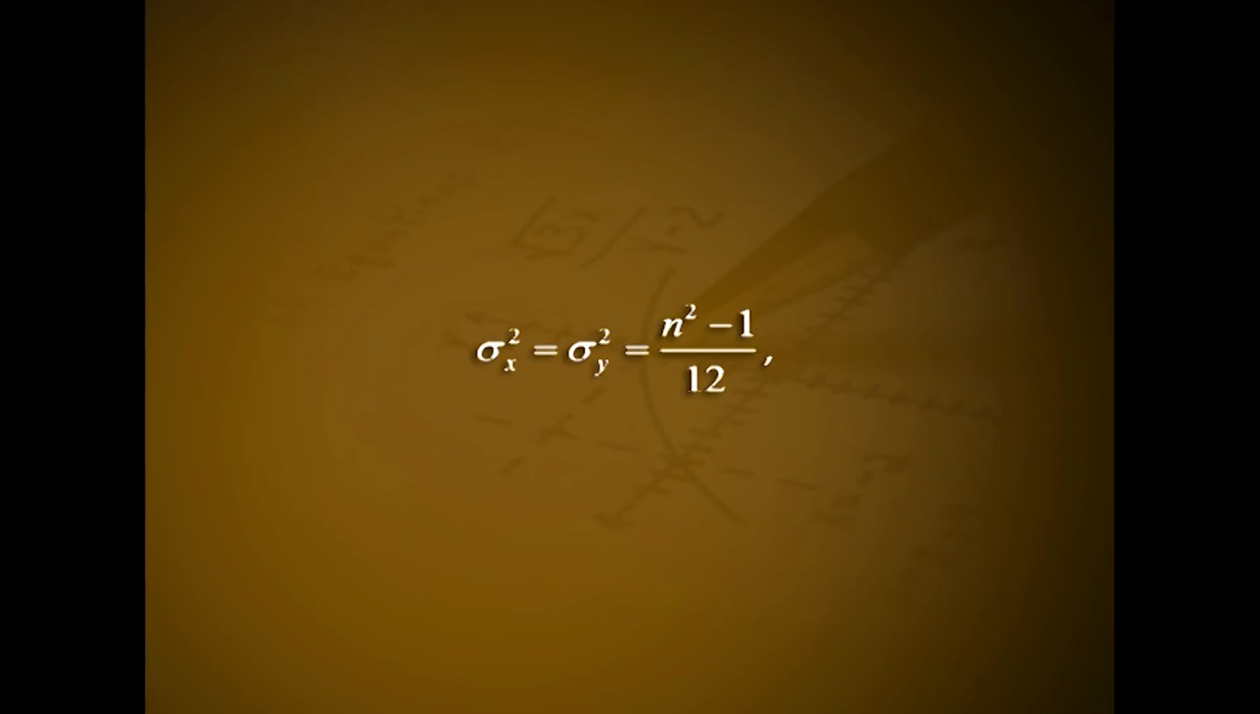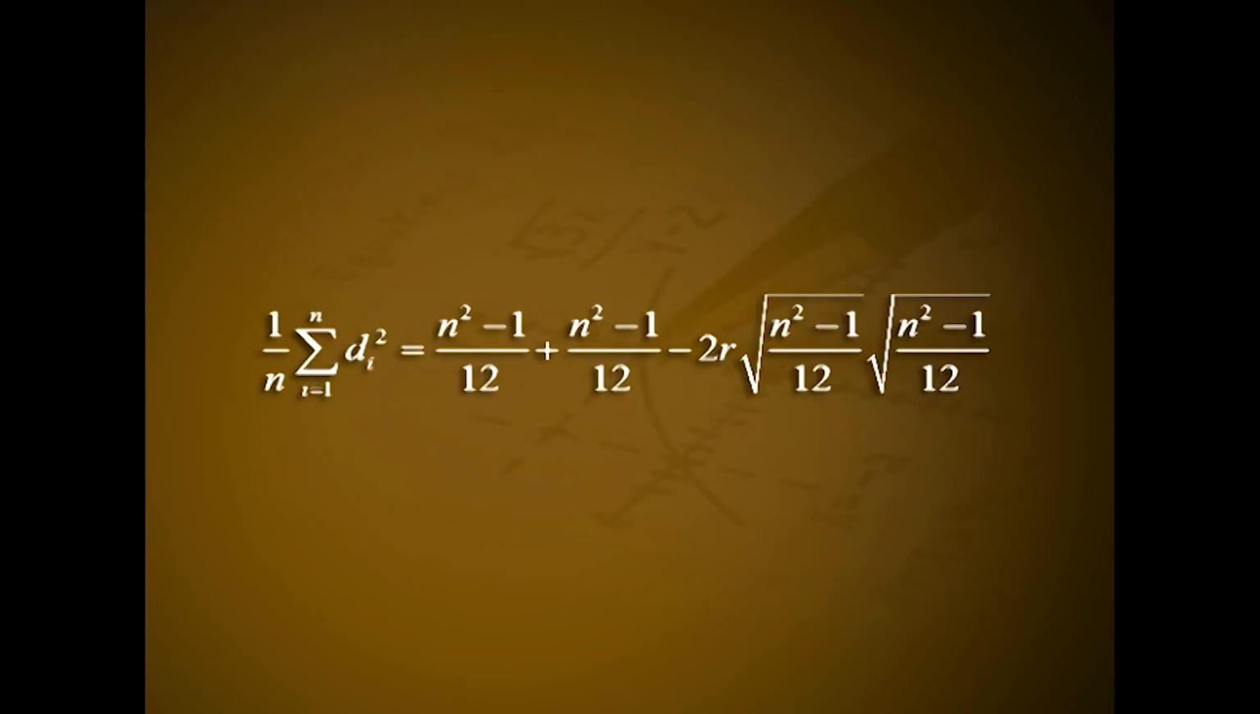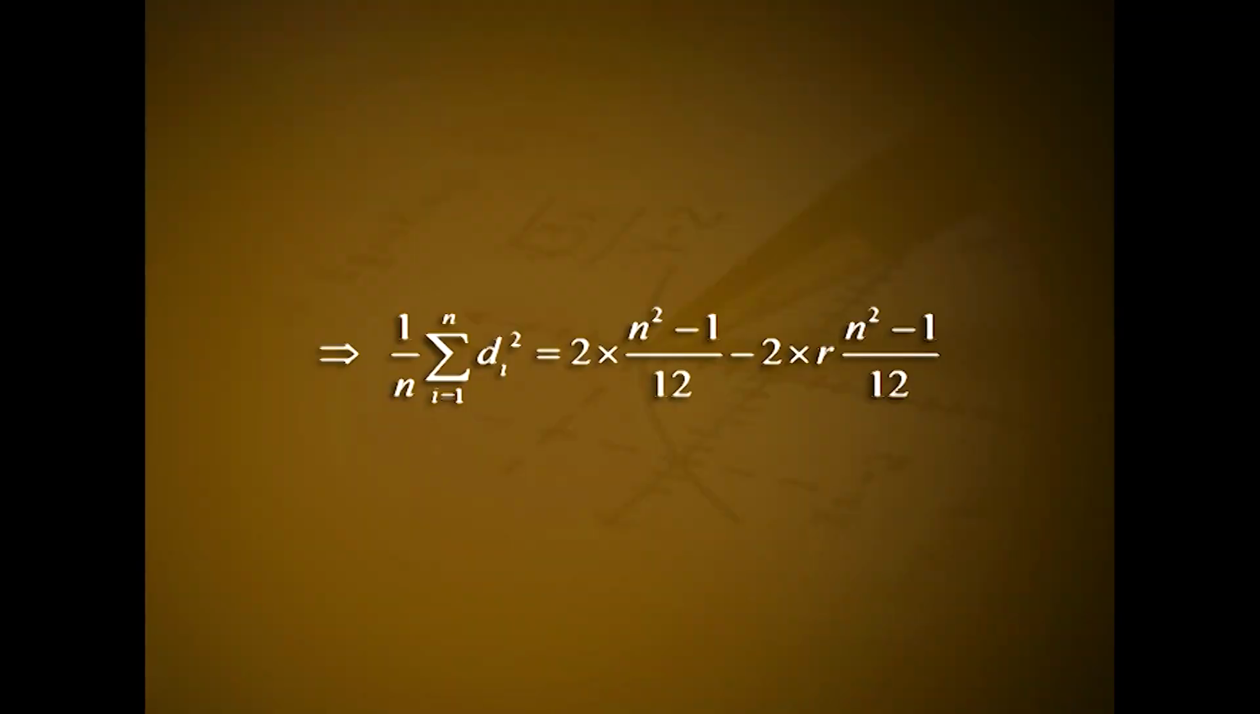Since σx² equals σy² equals (n² minus 1) divided by 12, we get (1/n) Σ from i=1 to n of di² equals (n² minus 1)/12 plus (n² minus 1)/12 minus 2r times the square root of (n² minus 1)/12 into the square root of (n² minus 1)/12. This implies (1/n) Σ di² equals 2 times (n² minus 1)/12 minus 2 times r into (n² minus 1)/12.